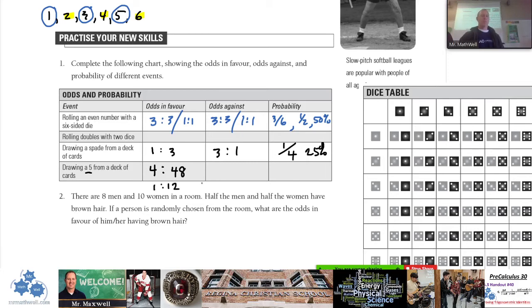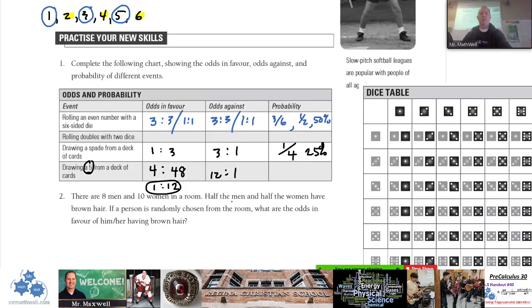Very good. Okay. And there's 1 five in each suit. So that means there's 1 five and 12 that are not 5s in each suit. And that would be your reduced form. Right on. And again here, 12 to 1. And then this is probability. Drawing a 5, 4 out of 52.